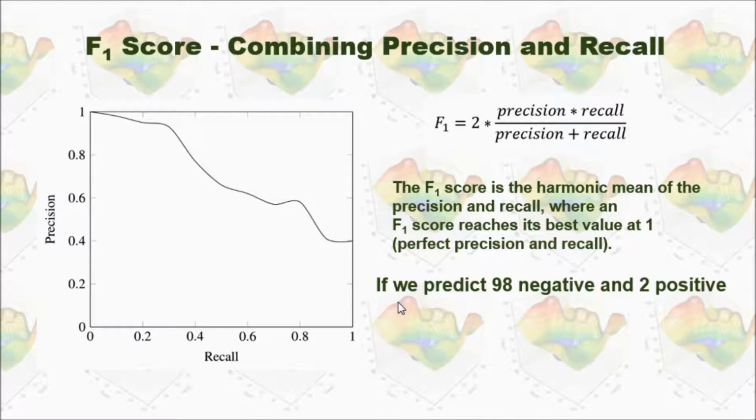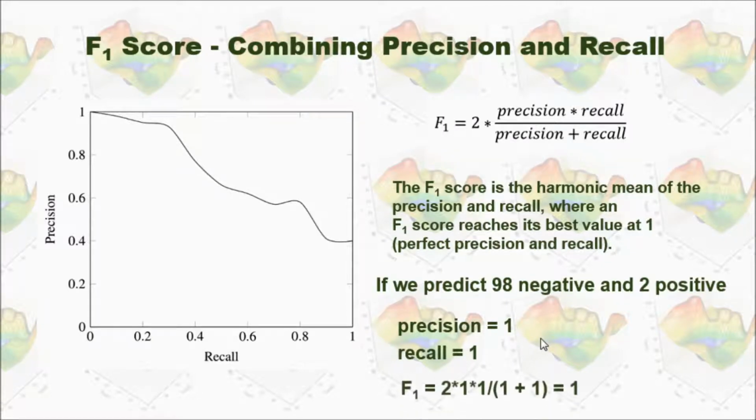So in my previous example, if we predict 98 negative COVID-19 people and 2 positive COVID-19 people, we will have precision equal to 1 and also recall equal to 1. And if we put in the F1 formula, we'll get F1 score as 1. Now let's go to Python to see how we can tune our support vector machine.